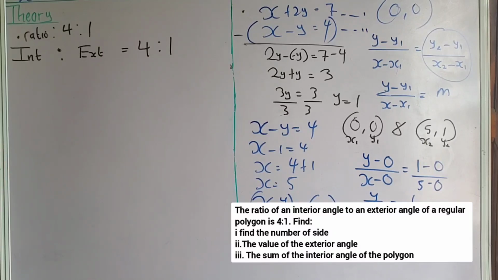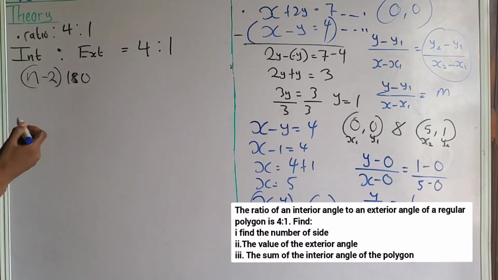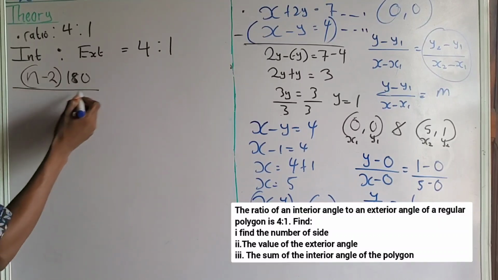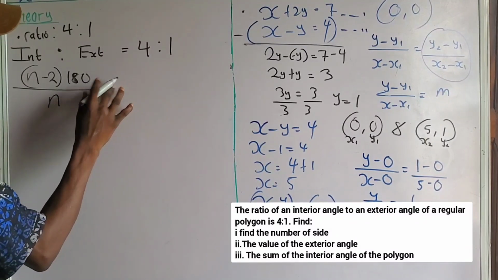Now, don't forget, pay attention to the question. An interior angle signifies one interior angle. Do you understand? And we know that the sum of the interior angles of a regular polygon is n minus 2 multiplied by 180 degrees. Now, if I want to get a single angle, what do I do? I will divide the sum of the angles by the number of sides, right? Do you understand? That will give me an interior angle. Are you getting what I'm trying to say?